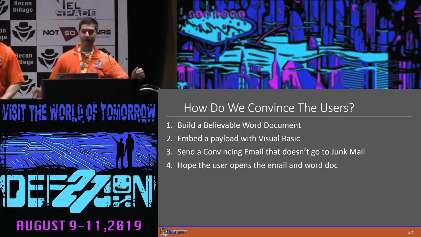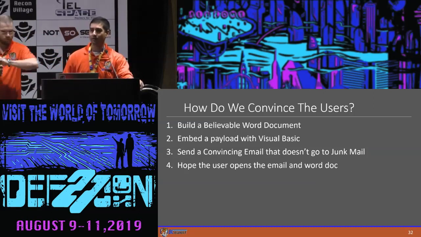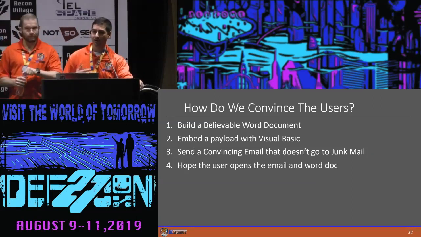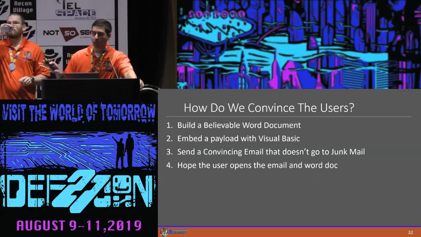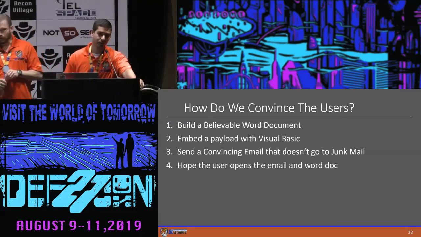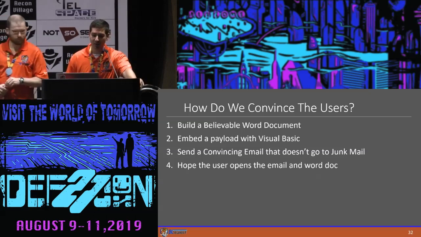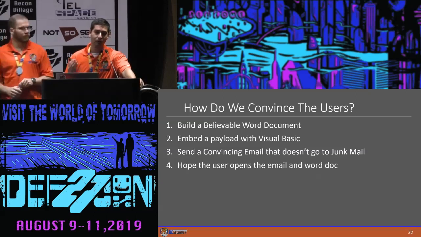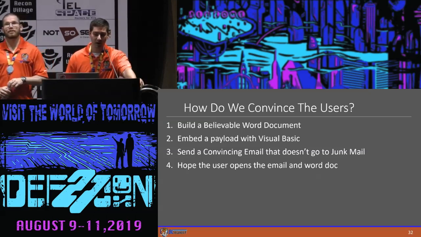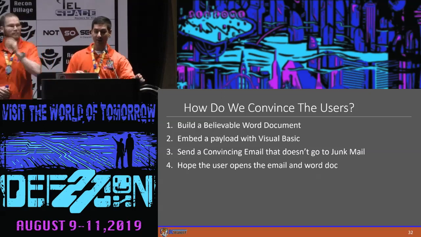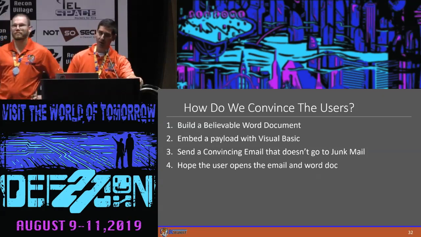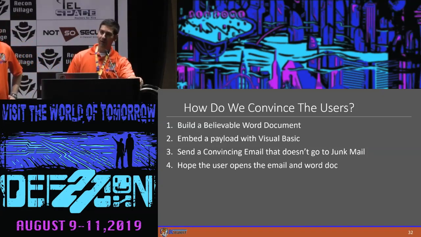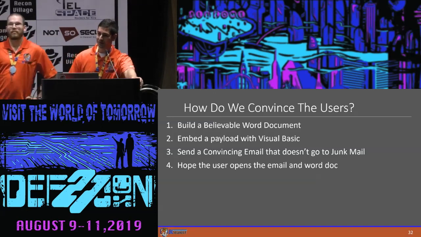All right, so how do we convince our users now to click on our payload, launch it, and that way we get a callback out of their network? So we need to build a believable Word doc because that's what we're going to employ. We just chose Word doc because it'll probably be the easiest for us. We're going to embed our payload with Visual Basic into that Word doc. We've got to send that convincing email to hopefully get past junk mail, and then hope that the user clicks on the email, opens the Word doc, and enables the macro.